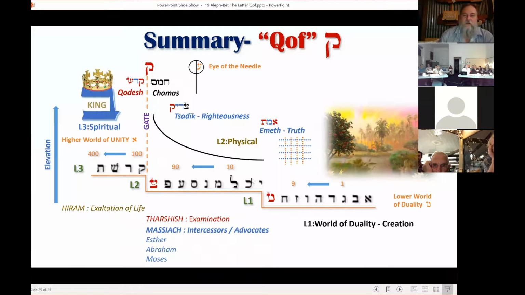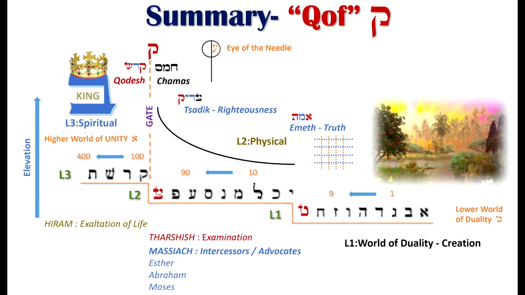Now this is the last slide. I just made a summary, just overlaying a lot of things which we looked at. So at the bottom here we see the world of duality, which is creation, which is the first level, the Aleph to the Tet, which is number 1 to 9. And then we have the next level, the Yod to the Tsadi, which is the physical world, which is level 2, where we exist and go towards righteousness, which is Tsadik.